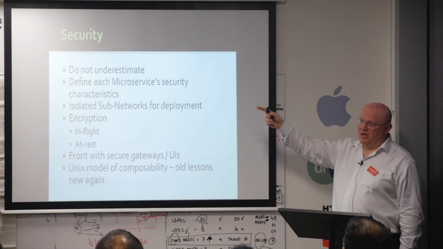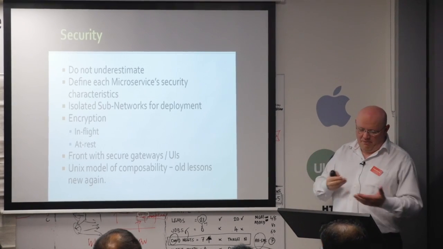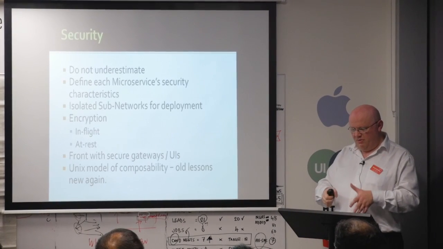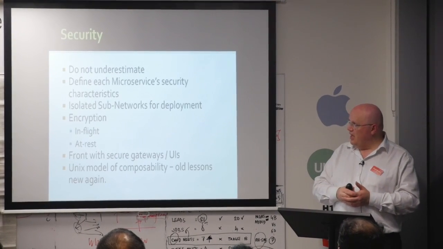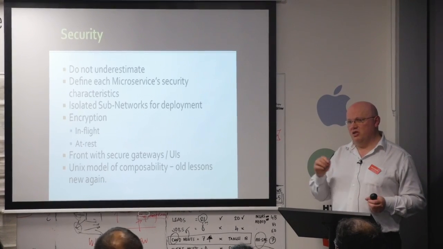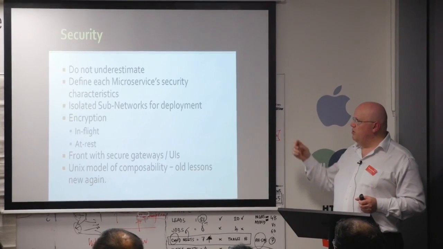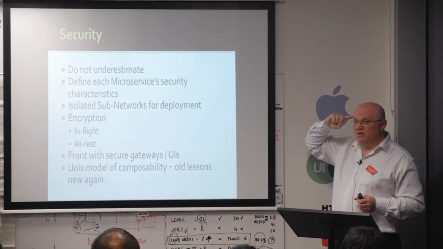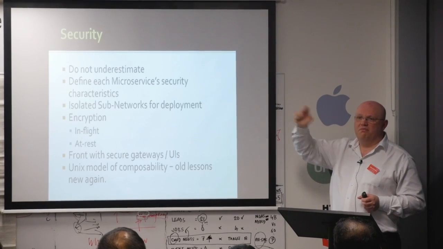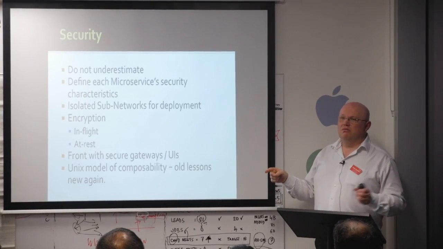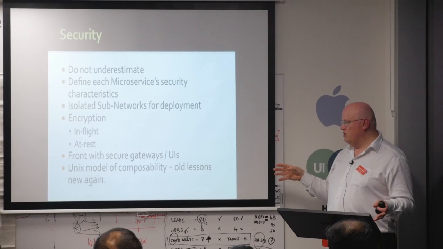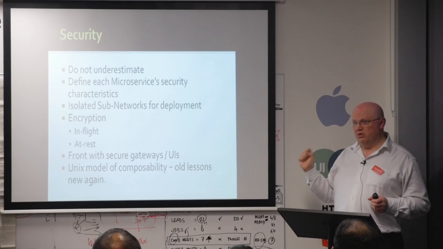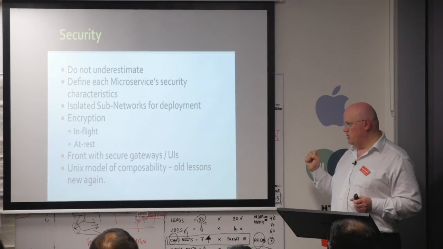Security. Do not underestimate this with microservices. Basically, what I've taken to doing as a wider architect, rather than the work that I've been doing specifically at Icon, is saying that we must define each microservice's security characteristics. You can help yourself by creating isolated subnetworks for deployment, but you've got to think about things like encryption of the messages between the microservices. In certain contexts you don't have to do that, in others you do, and at rest as well. And this really impacts your microservices, the technologies you choose, etc.